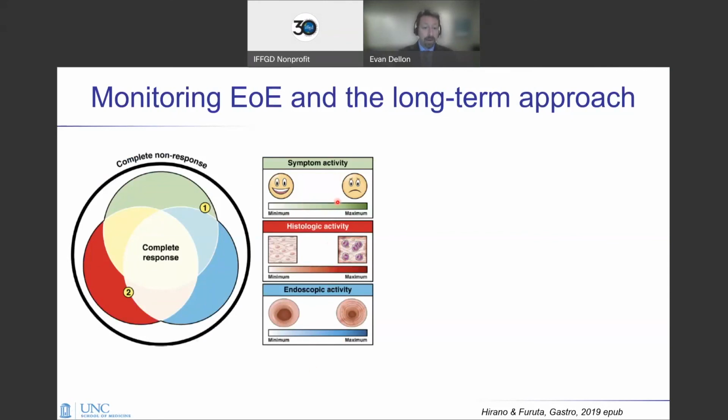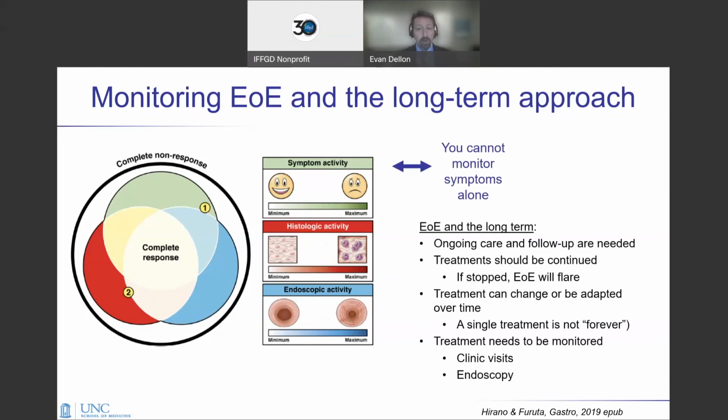So you might feel better, but the esophagus and biopsies may not look as good. Because of that, we can't monitor symptoms alone. We do rely now on monitoring symptoms and an endoscopy with biopsy at the same time. Over the long term, ongoing care and follow-up are needed. The condition does not go away by itself.